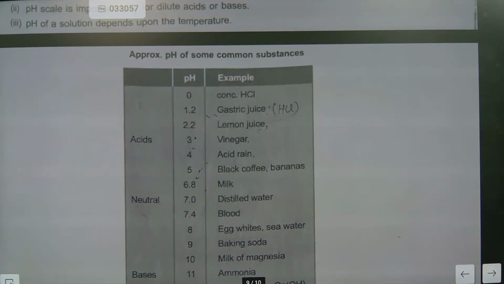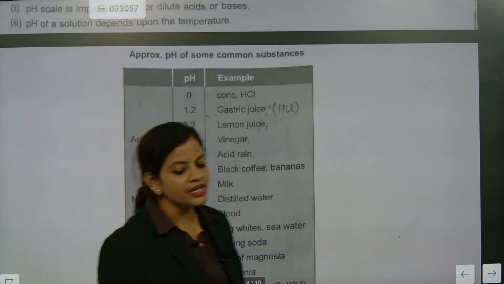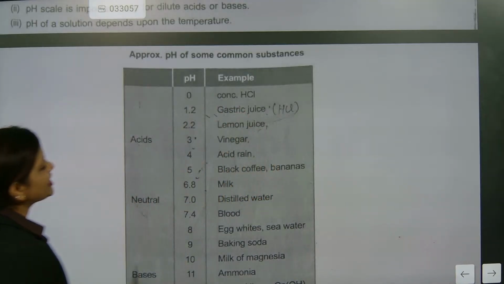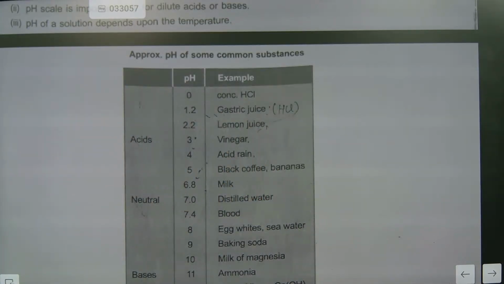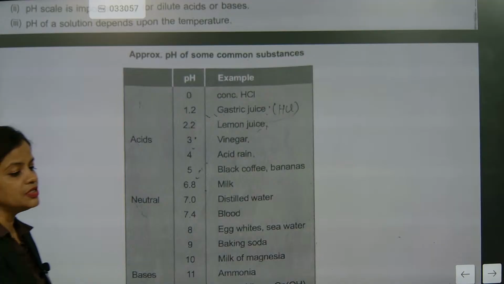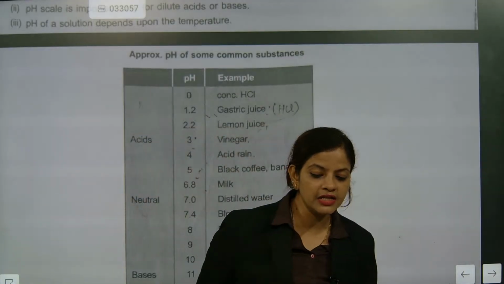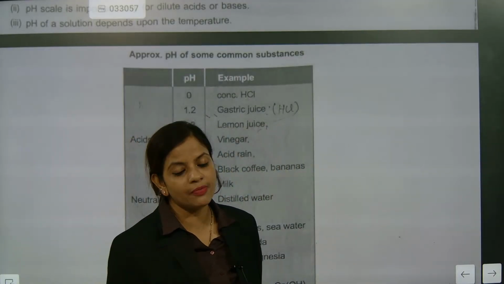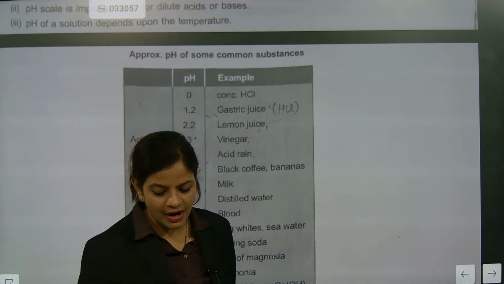Now look at it, this is important. Concentrated HCl, what is the level? 0. Gastric juice, lemon juice. Only, na, if lemon juice falls on marble, or any other part.